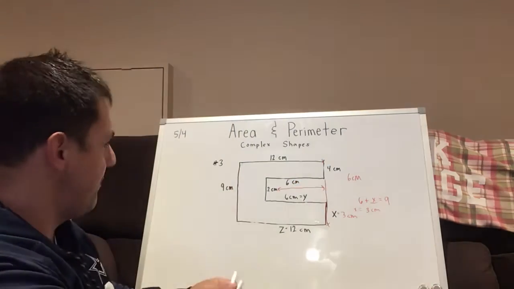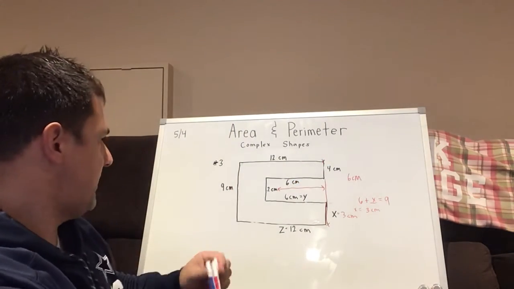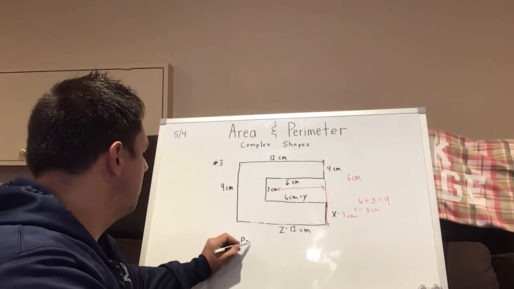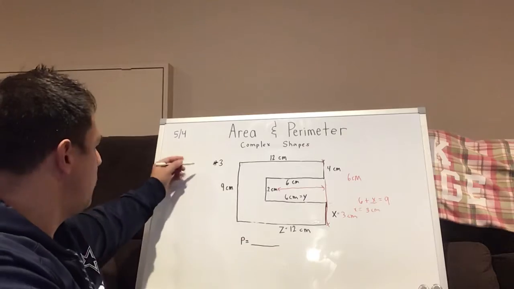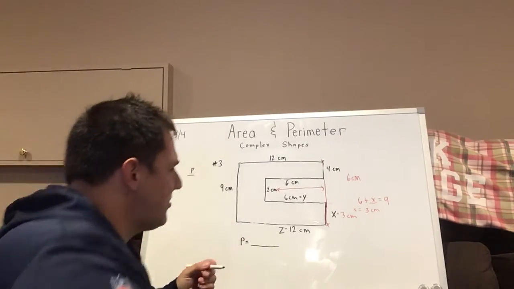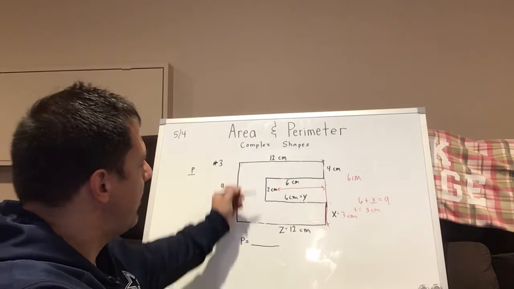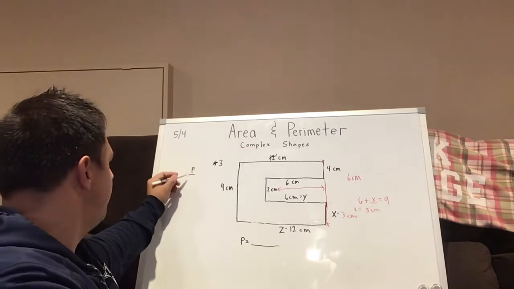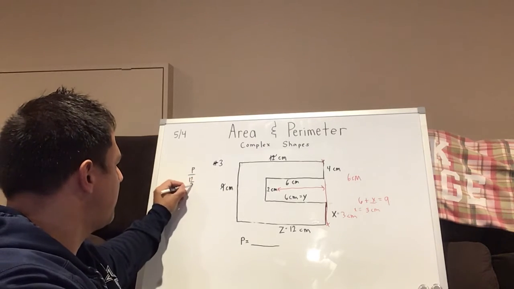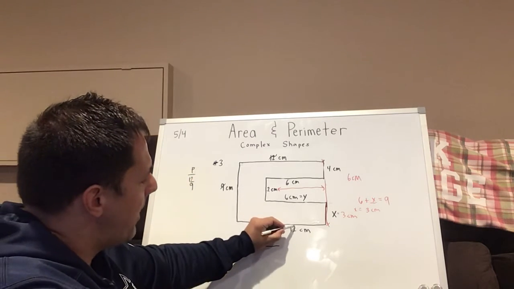All right, so let's start organizing here. So perimeter equals blank. And then we'll organize our data over here today. So perimeter. Again, I'm going to start at the top, and I'm going to work my way around. So I know the top is 12. I know the left side is 9. So I'm going to cross those off as I go. I know the bottom I figured out is 12.